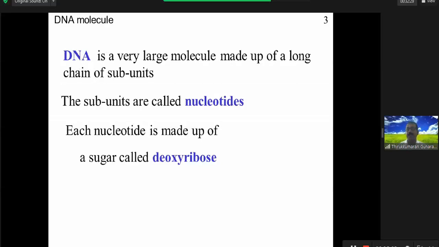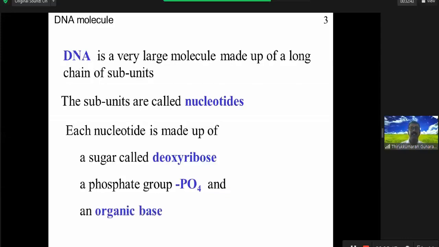One is sugar, like fructose, sucrose, ribose. Then another one is the phosphate group. One sugar, that is deoxyribose sugar, then the phosphate group. Then one more thing, that may change: the organic base. In the nucleotide, there are four different organic bases. I think you have heard about adenine, thymine, cytosine, guanine. It may differ in each nucleotide, but the deoxyribose and phosphate group are the same in all the nucleotides.